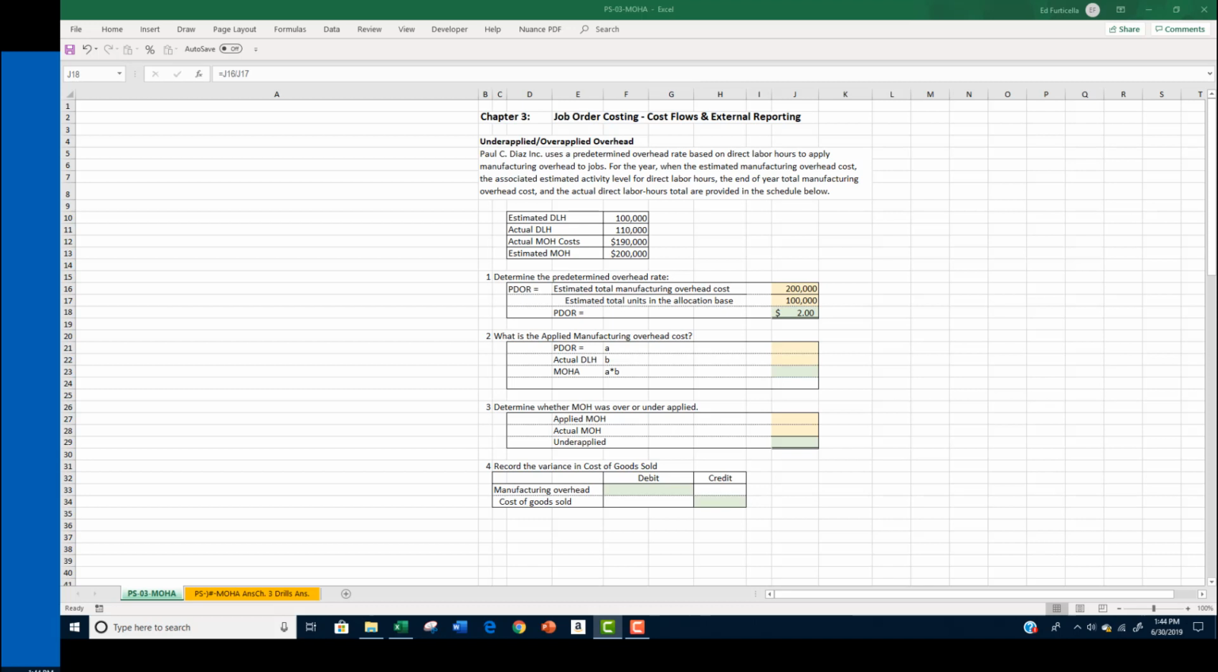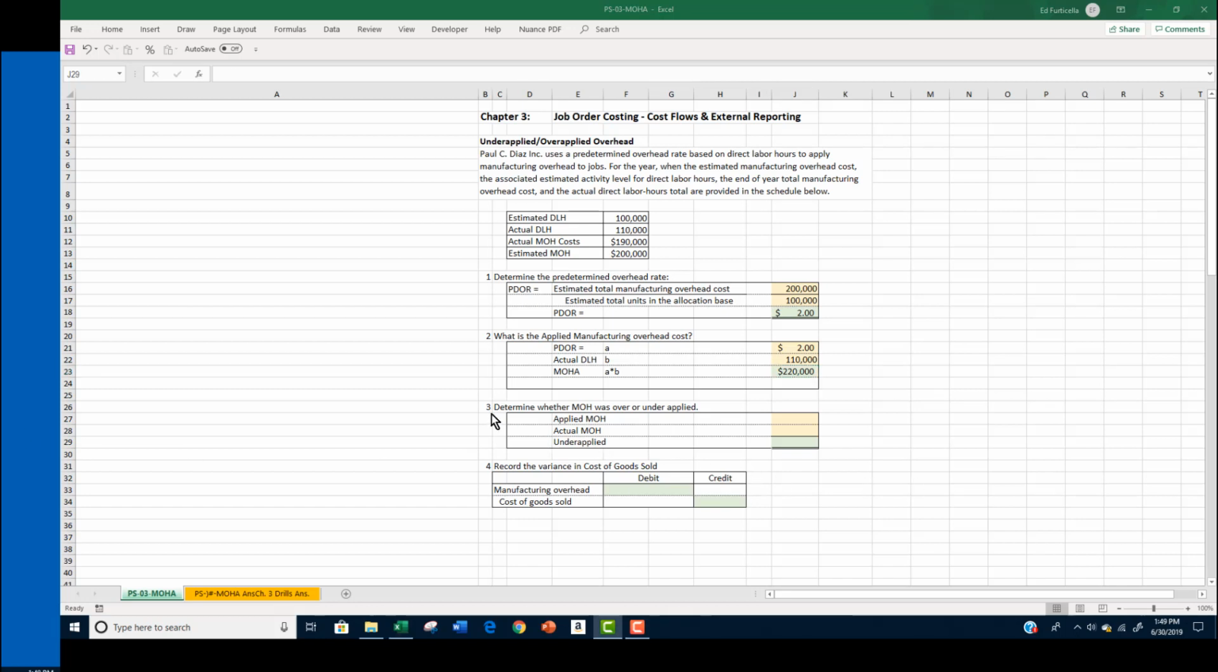Next, we determine what the applied manufacturing overhead cost is. We take the predetermined overhead rate of $2 and multiply it by the actual direct labor hours, 110,000, and get a manufacturing overhead applied of 220,000. This number will join direct materials and direct labor to get the total cost for the product.